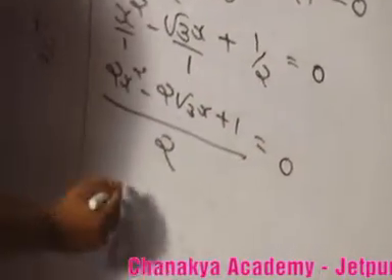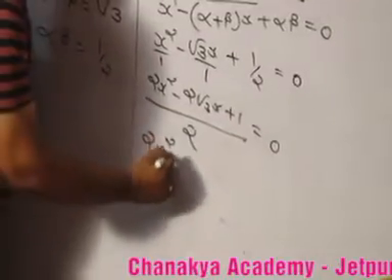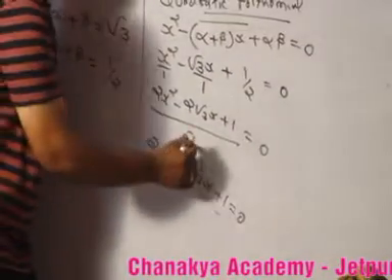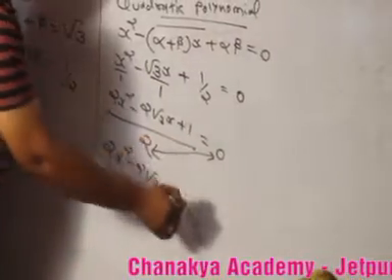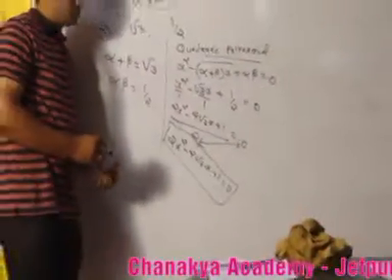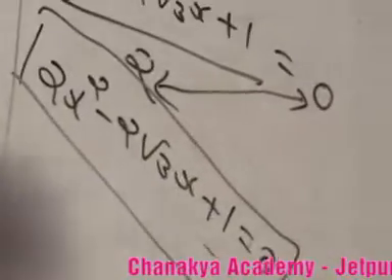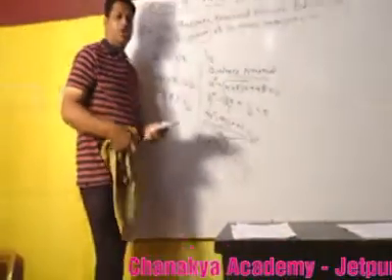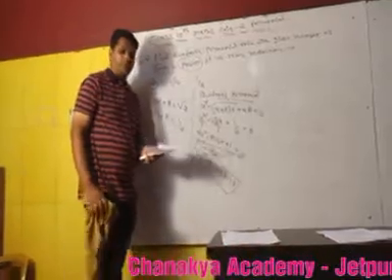Now the final step: 2x square minus 2 root 3 x plus 1 equals 0. We have multiplied 2 with 0, which will again be 0. Finally, 2x square minus 2 root 3 x plus 1 equals 0. Now I am providing one more question for your reference.